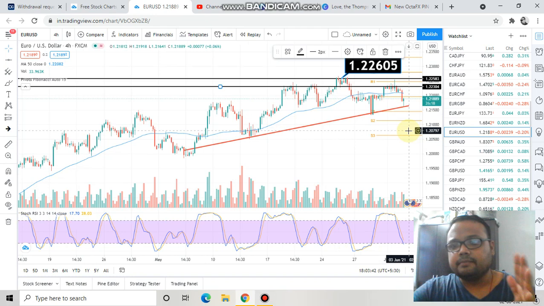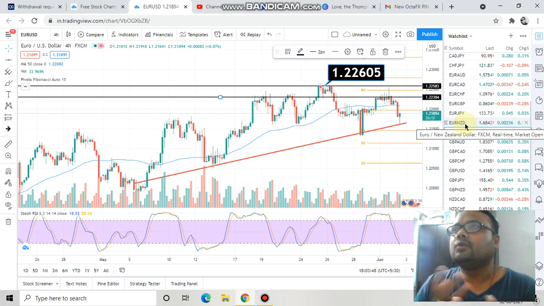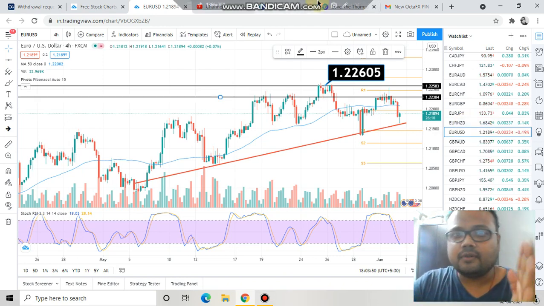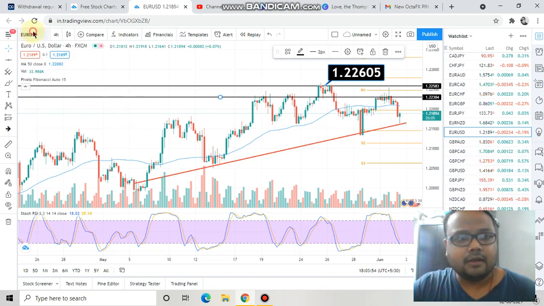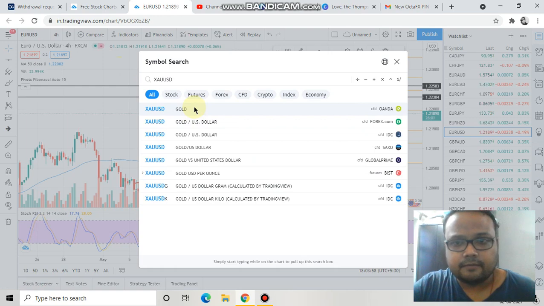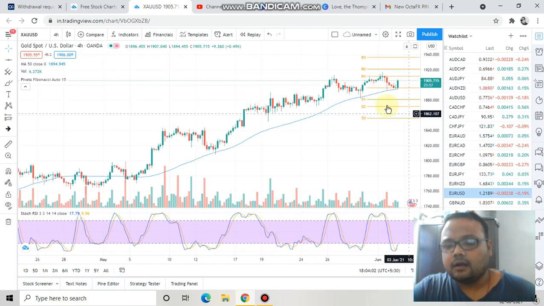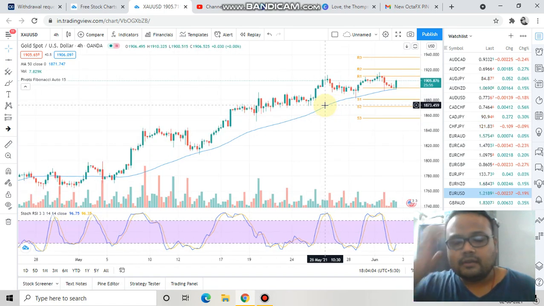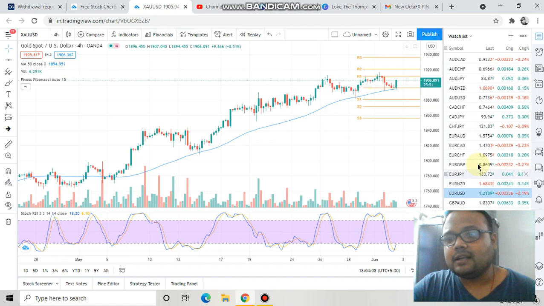See, my point is simple. If you cannot afford to take risk, or if you need to trade on safe charts only, then this chart is not for you. Because there are multiple trading opportunities. For example, look at this chart. You should trade on charts like this instead of chart like Euro USD.